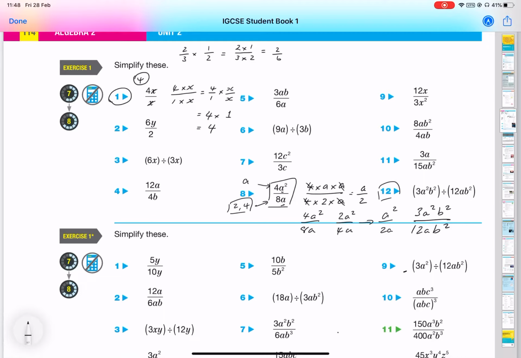I look for my common factors. I've got a b squared in the top and the bottom. I've got an a in the top and the bottom, not an a squared. And I've got a 3 in the top and the bottom because 12 is 4 times 3.